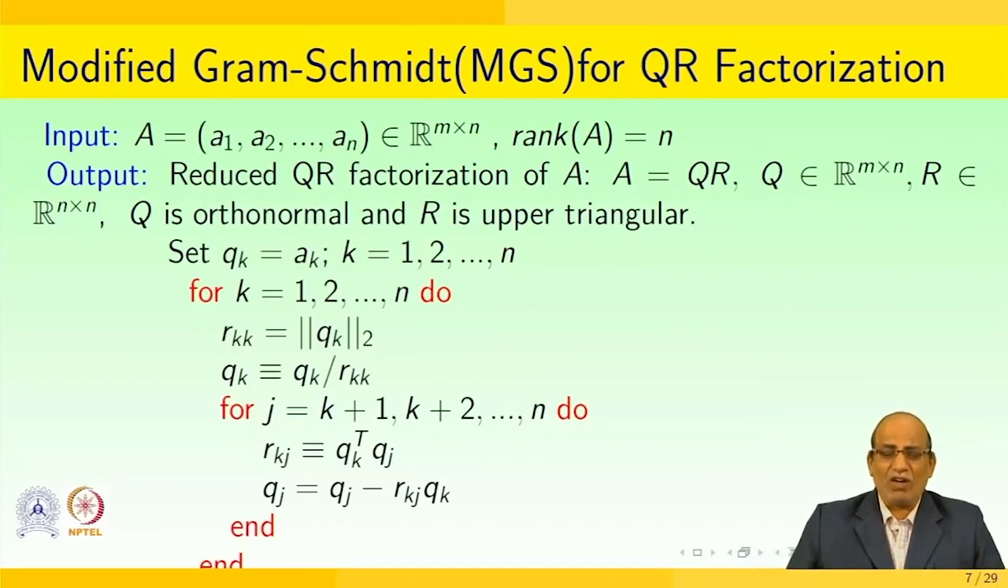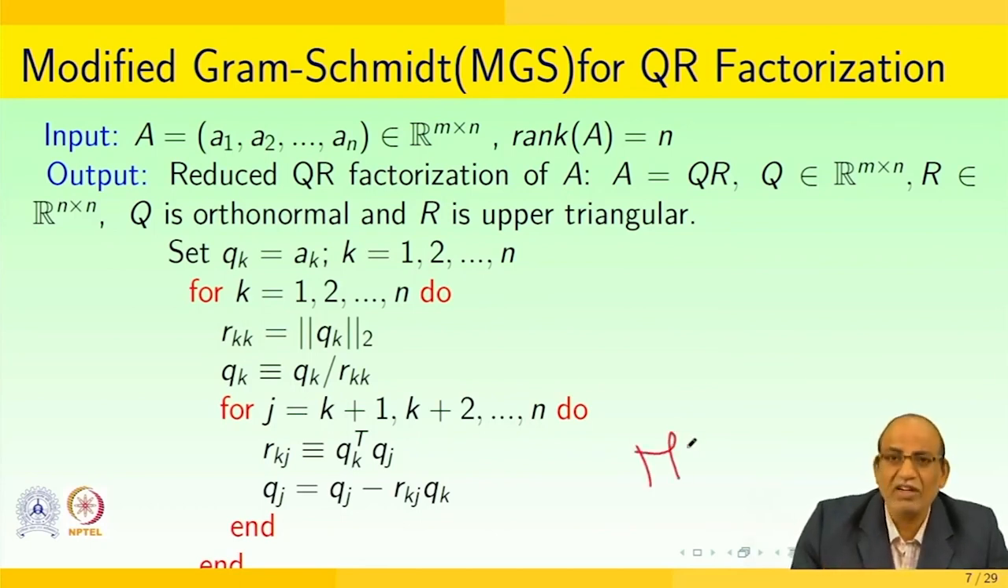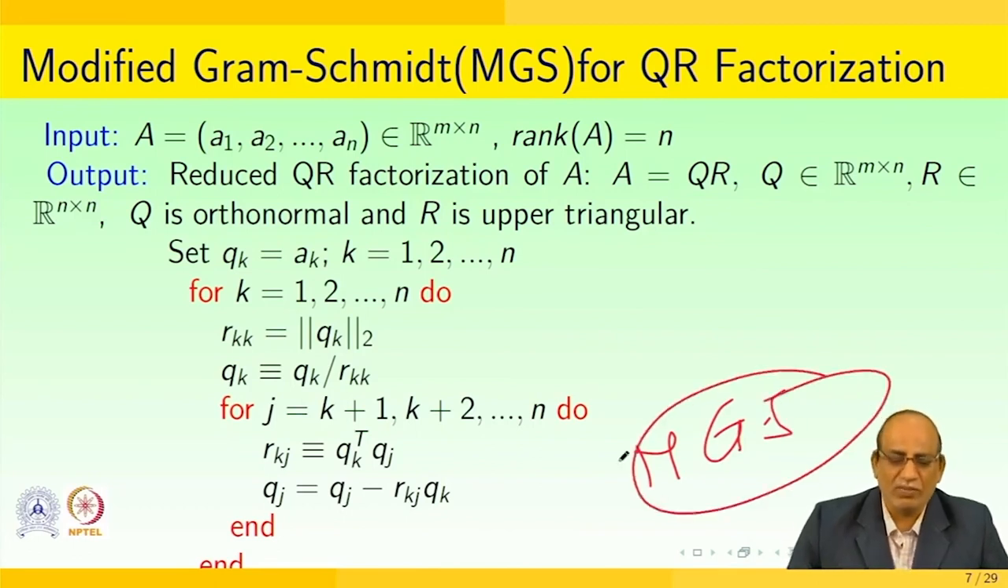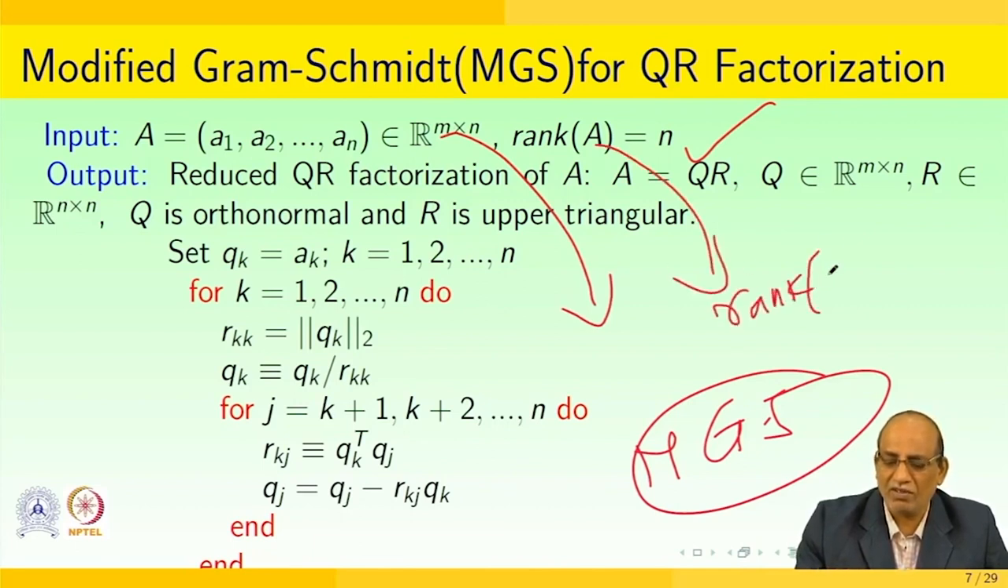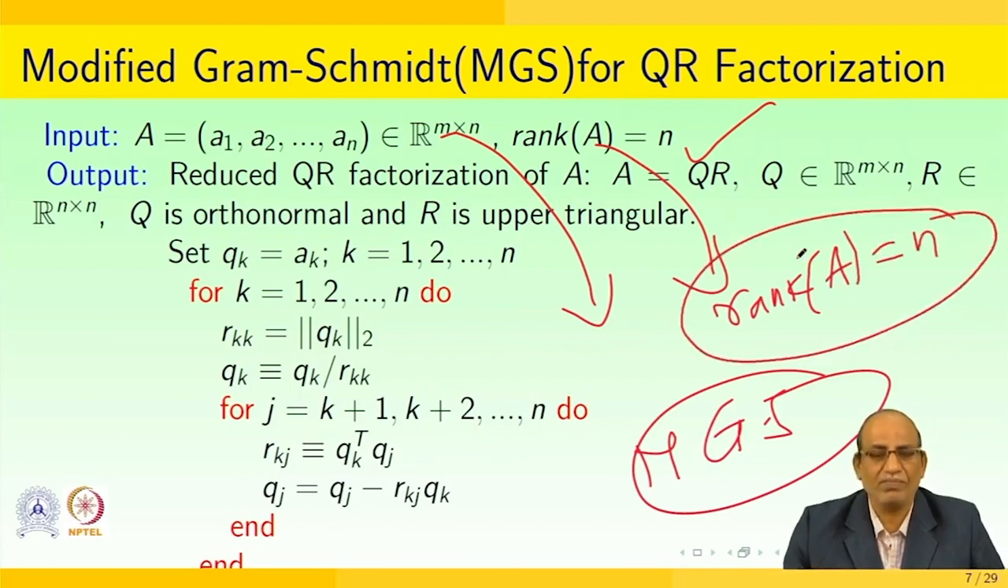Because of that, we try to modify the CGS method, which we call the modified Gram-Schmidt method. In this method, the input is A equal to A1, A2, A3, up to AN, which is a set of M by N, and the rank of A is equal to N.